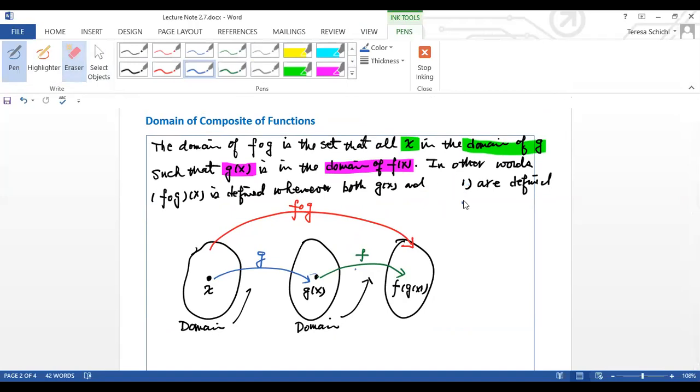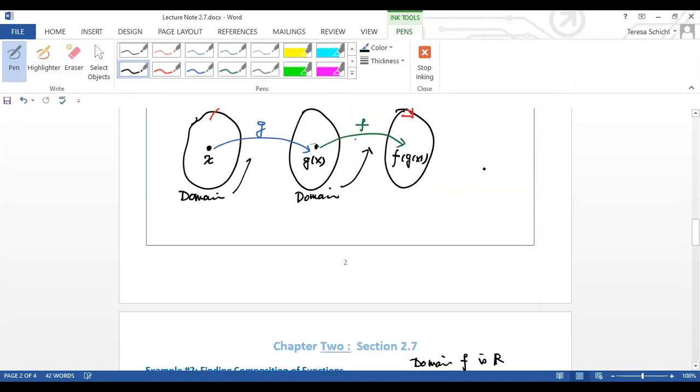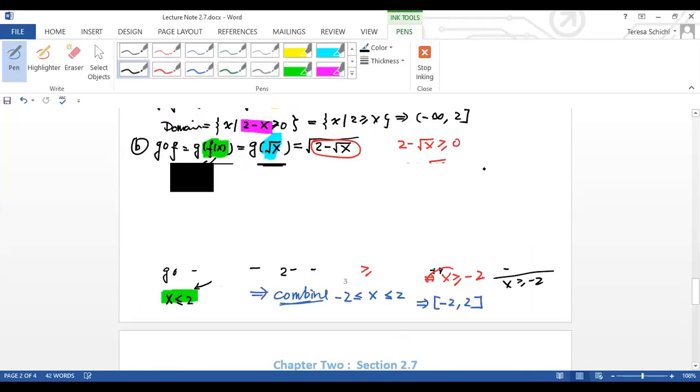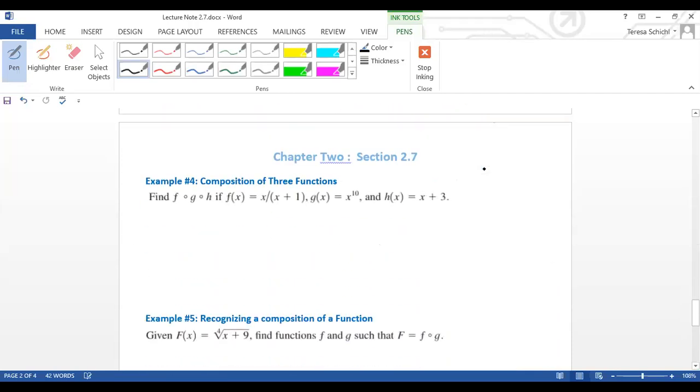Okay, so here, both need to be satisfied, the f of g of x. Okay, all right, so let's take a look. This is very, very important. Now let's take a look at our example number 4.